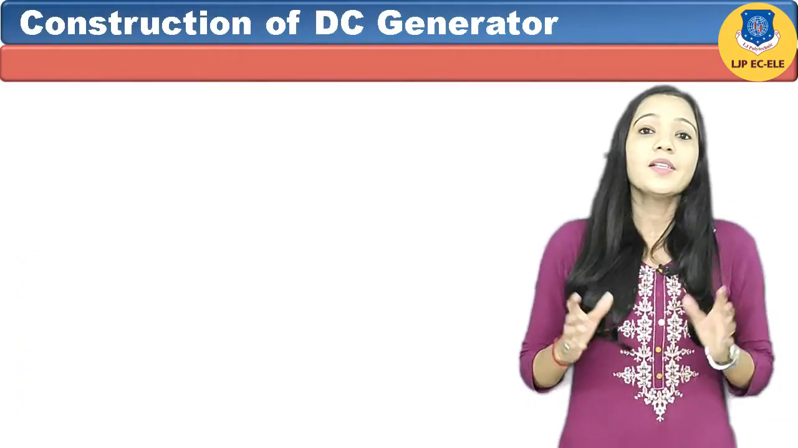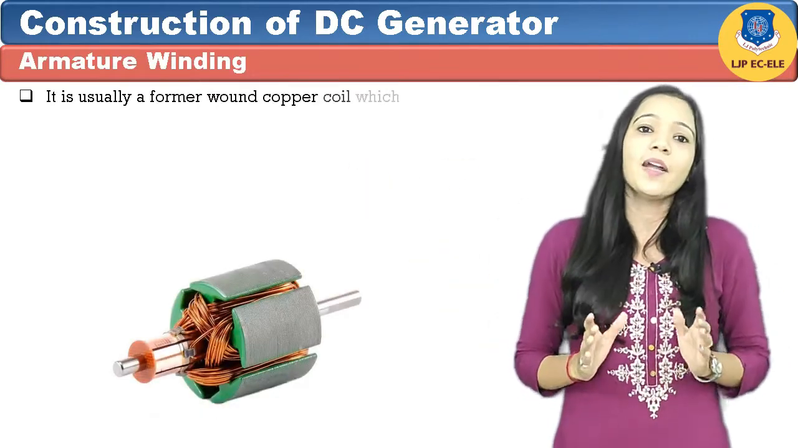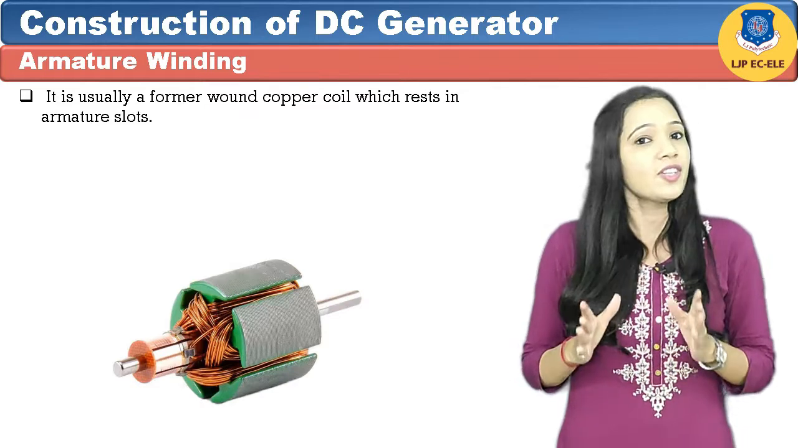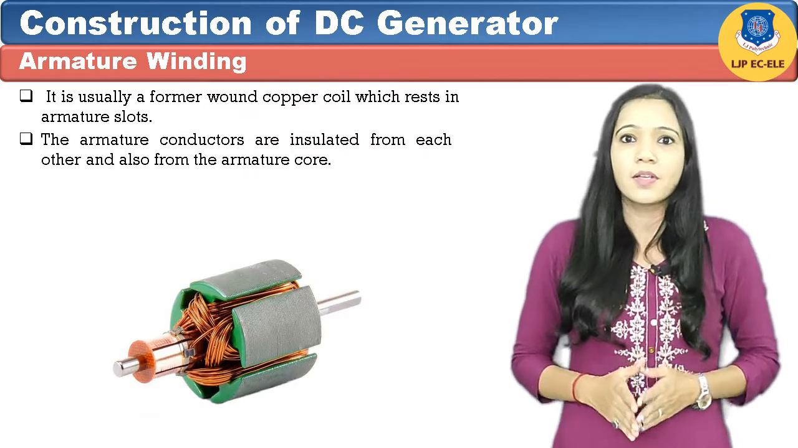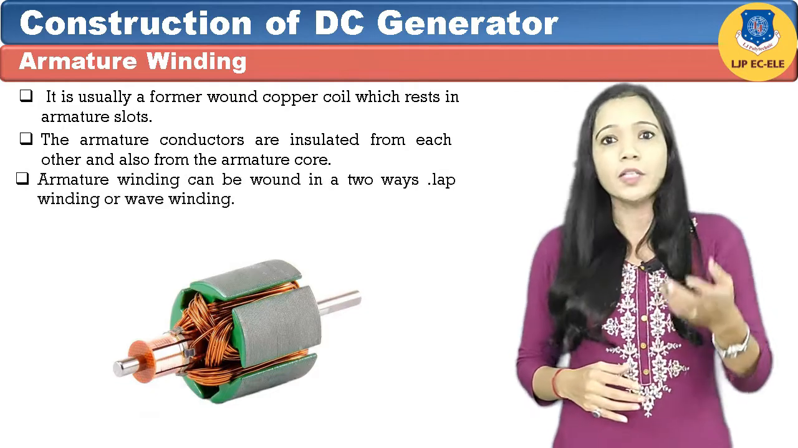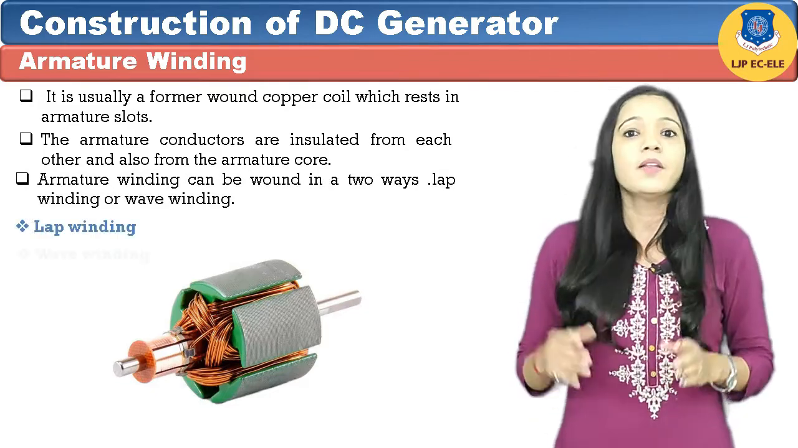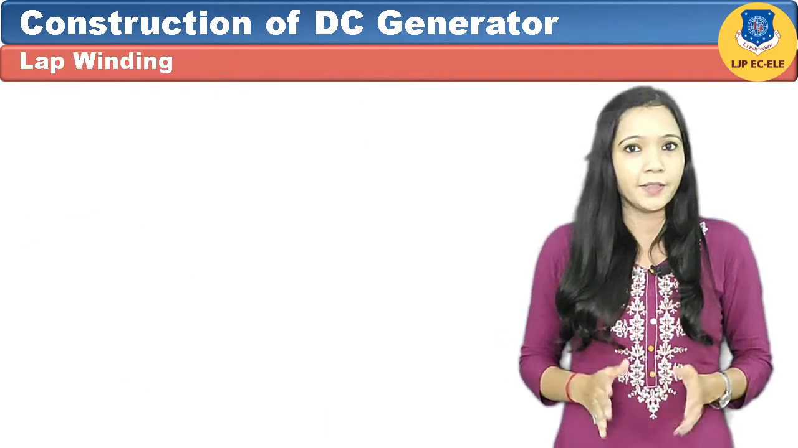The next term is armature winding. You can see from the figure. Generally, the armature winding is made of copper which rests in armature slots. The armature conductors are insulated from each other and from the core. Generally, the armature winding is of two types, the lap winding and wave winding.